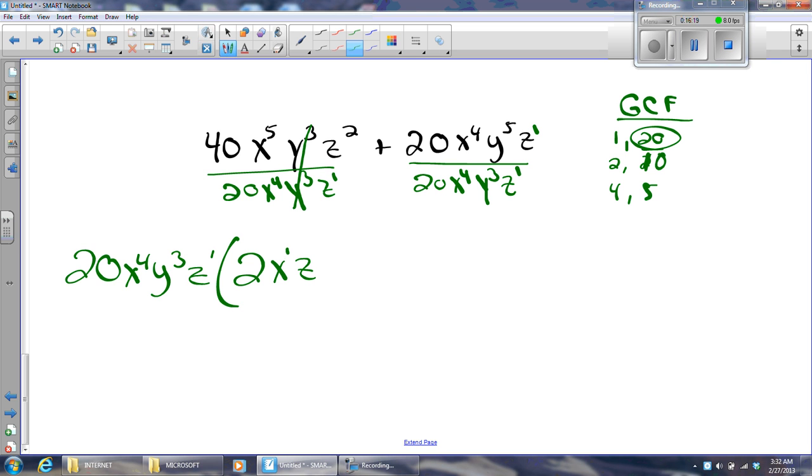And if you want to do the extra step, you go right ahead. Okay. Now here, I've got 20 divided by 20. Well, that's a 1. X to the fourth divided by x to the fourth, they cancel out. I'm not going to put another 1 there because it's multiplication. 1 times 1 is 1. I've already got a 1 there. I'm not going to put another one. Y to the fifth divided by y cubed is y squared. And the z's cancel. And there we go.